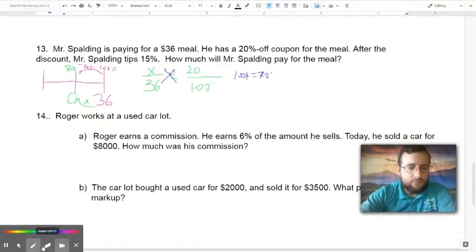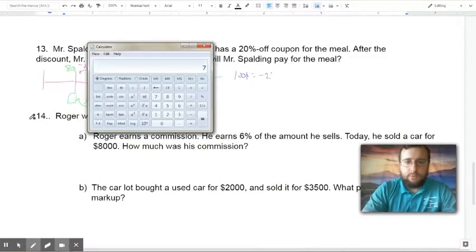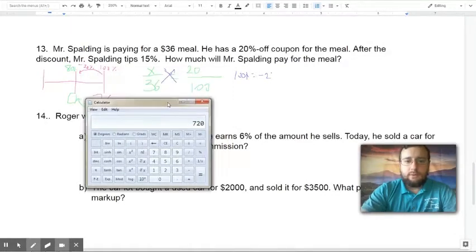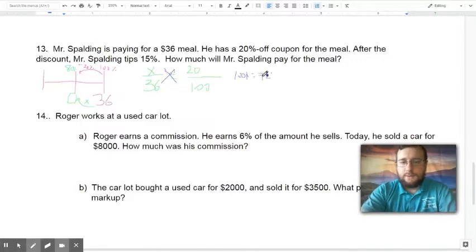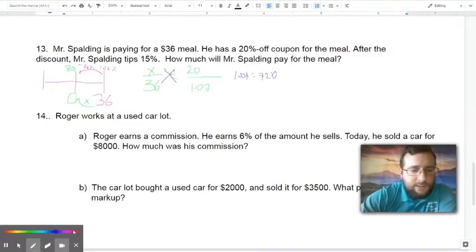72. Oh, it's not letting me erase. That is interesting. Intriguing. 72. Let me use the calculator just to make sure. I think it's 7,200. Let's see. 36 times 20. 720. So I'm glad that I did that. 720. Okay. All right. And then you have to divide both sides by whatever's next to the x.